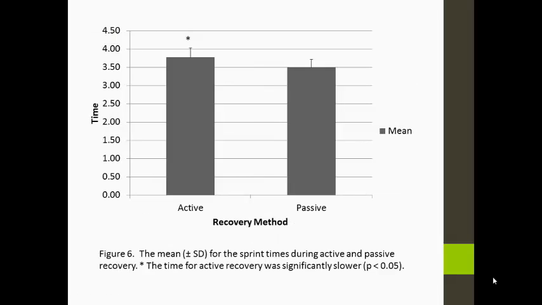The results for the sprint times can be seen in Figure 6, expressed as the mean and standard deviations. The time can be seen on the y-axis, with the recovery method on the x-axis. It was found that the active recovery times were significantly slower than the passive recovery times.